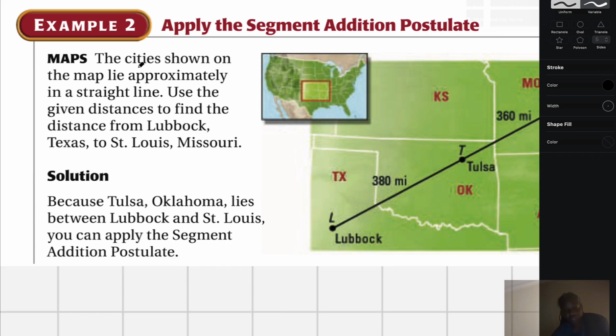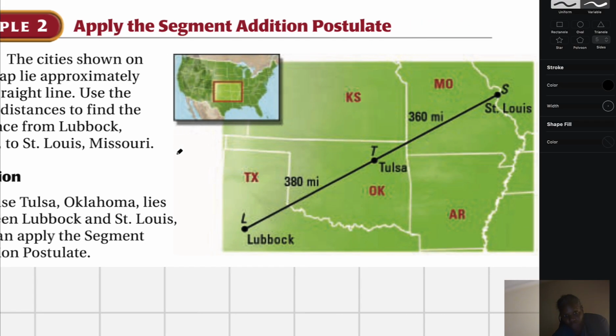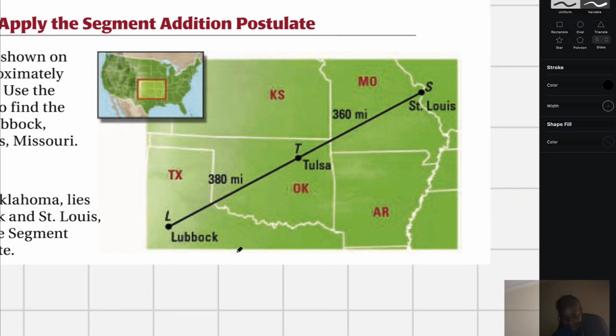In example 2, we're looking at a map. It says that the cities shown on the map lie approximately in a straight line. Use the given distance to find the distance from Lubbock, Texas to St. Louis, Missouri. So let's see. Lubbock, Texas to St. Louis. How can we find the distance? They gave us the distances from L to T and from T to S. So we're going to use that.